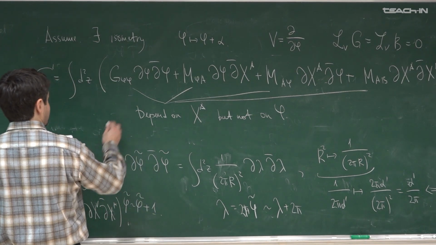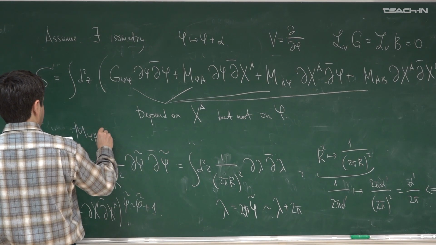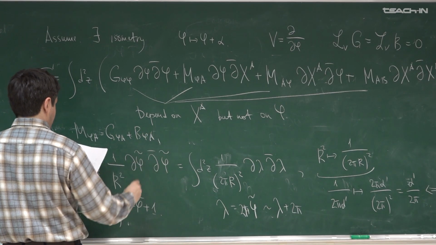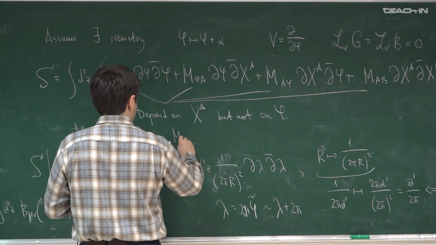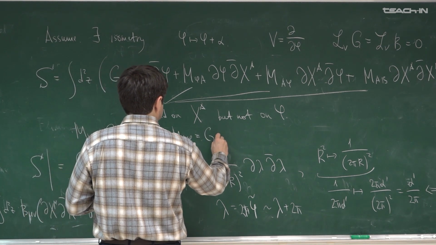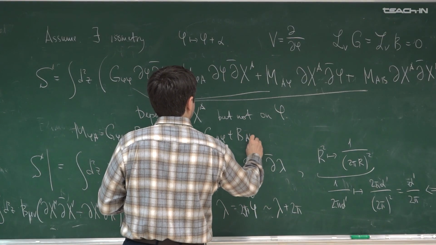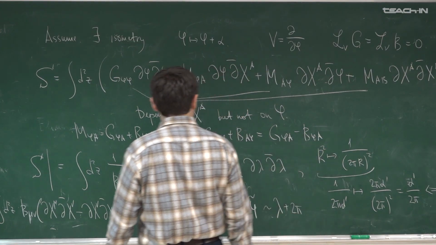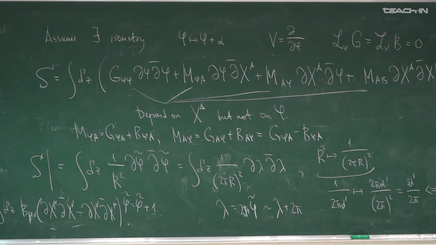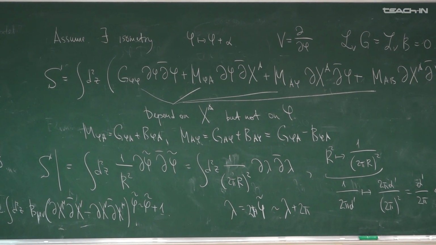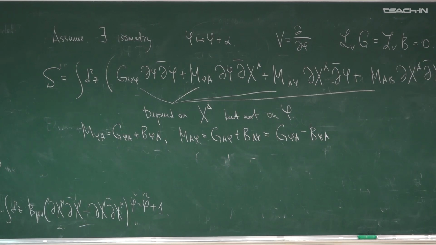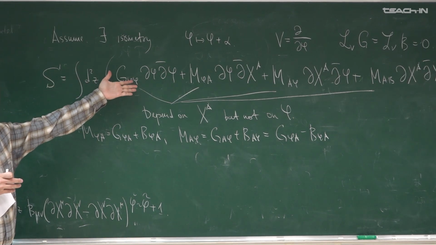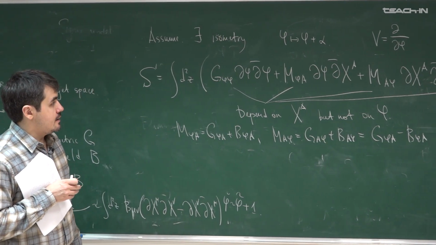And like I said before, M_φa is g_φa plus b_φa. M_aφ is g_aφ plus b_aφ, which is g_φa minus b_φa, because b is antisymmetric. This is the split I was referring to earlier. Okay, and now the claim is that whenever you have an isometry, you can always bring your metric to this form where phi only enters via derivatives. Okay, and same with the B field.